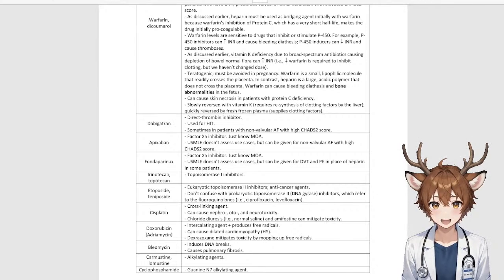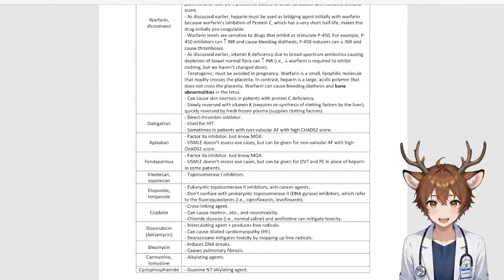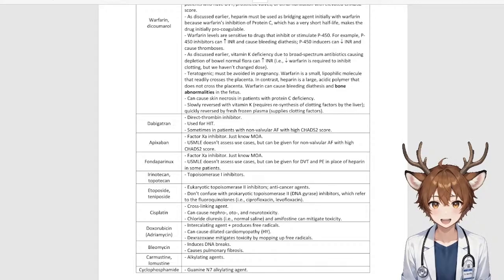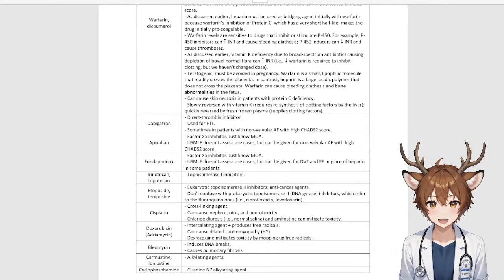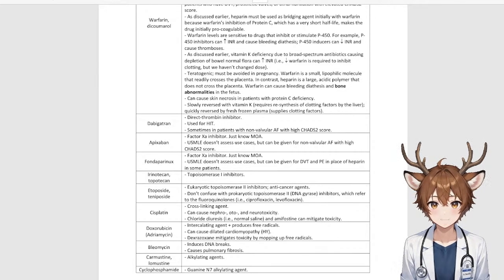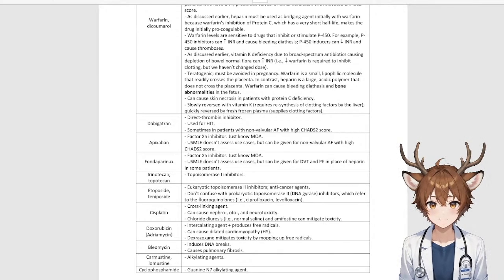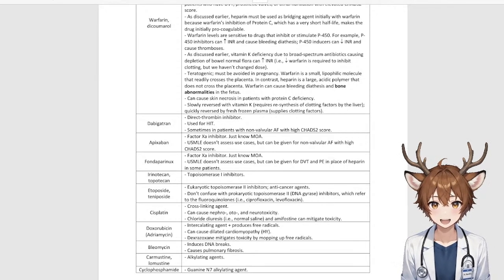What about fondaparinux? Factor 10A inhibitor, just no MOA. USMLE doesn't assess use cases, but it can be given for DVT and PE in some patients in place of heparin, as an alternative. Fondaparinux.